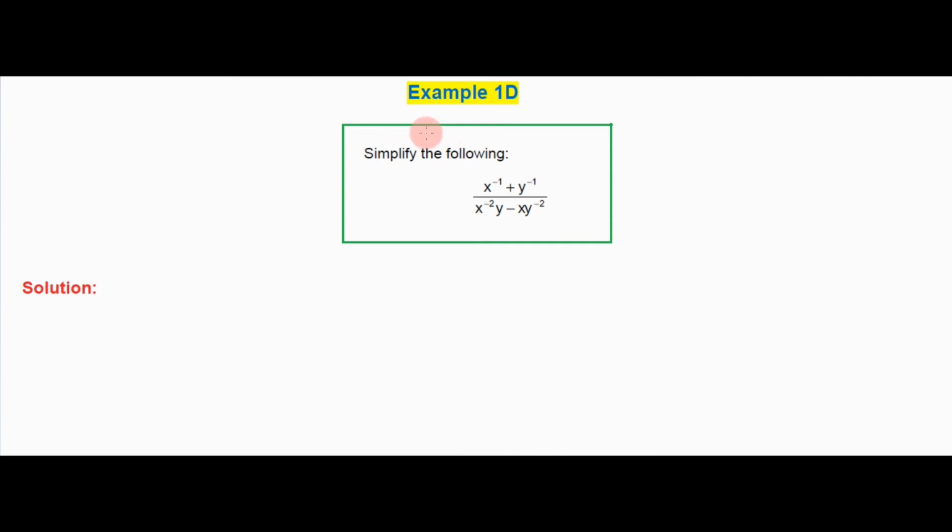Example 1D deals with an important type of exponential expression where we have to manipulate the numerator and denominator. This type of problem is easy to recognize. We have an algebraic fraction. We have pluses and minuses between the terms in the fraction, and we also have negative powers. We start by using the exponential law, a to the negative m equals 1 over a to the positive m, in order to get rid of the negative powers in the expression. So let's do that.